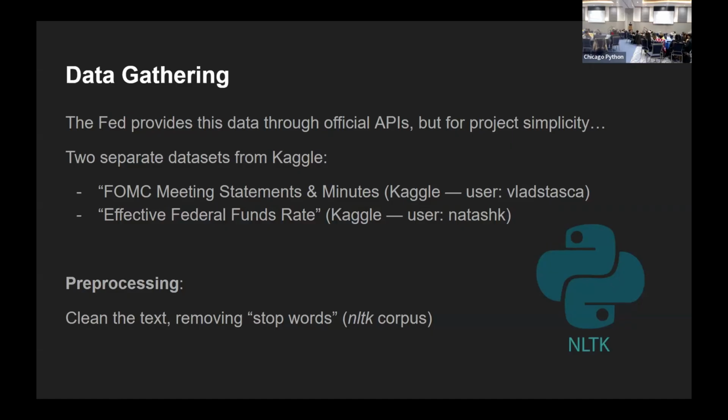So I took 2 data sets from Kaggle and consolidated them together. And then I removed stop words, which is a term for filler words, like and, or, but, things like that, that are generally potentially irrelevant to what the document is trying to have as an intent. And then I used the NLTK for that, so that's a great Python package.